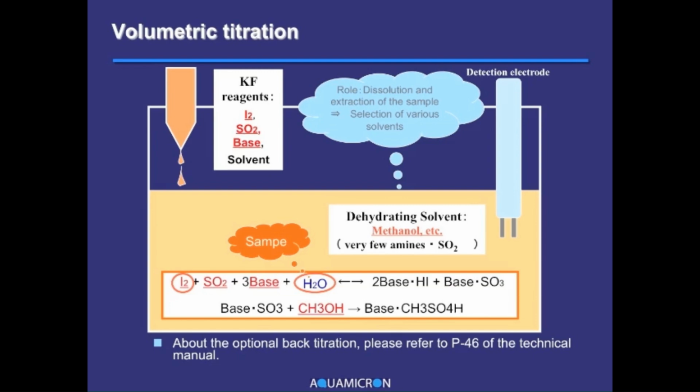Regarding the reacted water contents of samples, these values are calculated based on the changes of the iodine concentration, measured with the detection electrode. The optional back titration, which is usually practiced by pharmaceutical researchers in accordance with the Japanese pharmacopoeia, is explained on page 46 of the technical manual.